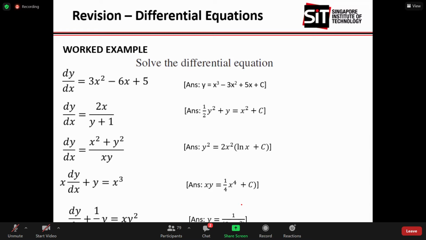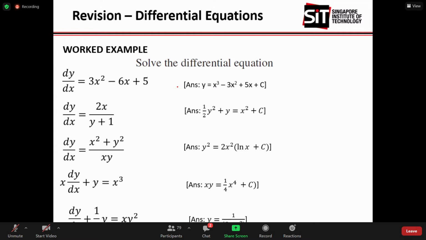So let's see how we can solve these differential equations that cover all the different forms that we have introduced. So let's start with the first one.